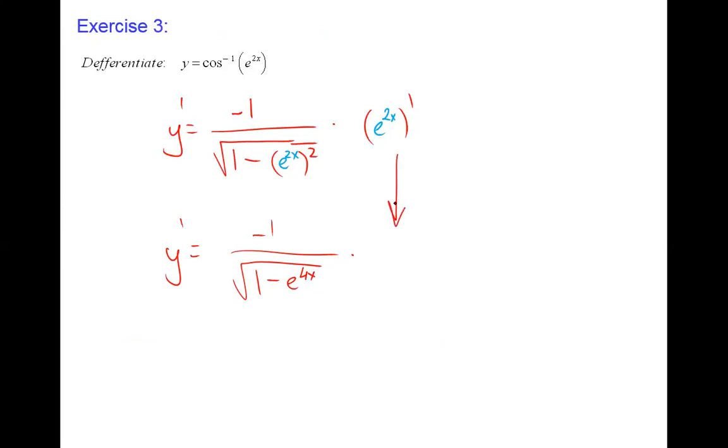And who can tell me this derivative? E to the 2x. What's the derivative? Do you remember from week 1? Exponential function? Yes, correct. Thank you, Jessie. It's the same function, e to the 2x, times 2, the derivative of the exponent. Really good. And I can place everything on the top, but let's just leave it.